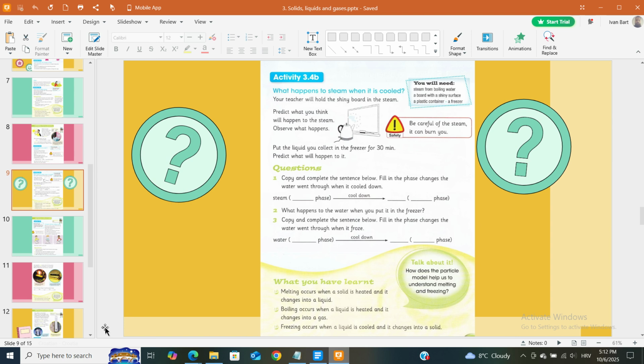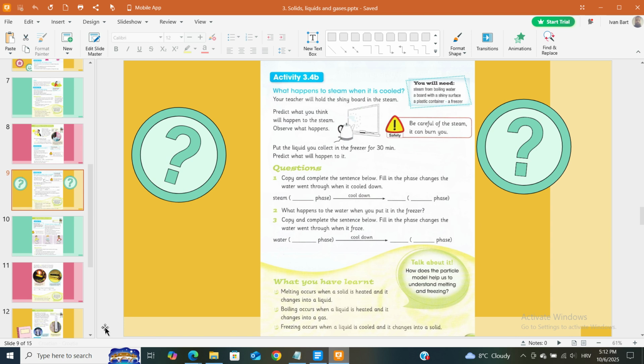Steam. Phase. Cool down. Phase. 2. What happens to the water when you put it in the freezer? 3. Copy and complete the sentence below. Fill in the phase changes the water went through when it froze. Water. Phase. Cool down. Phase.